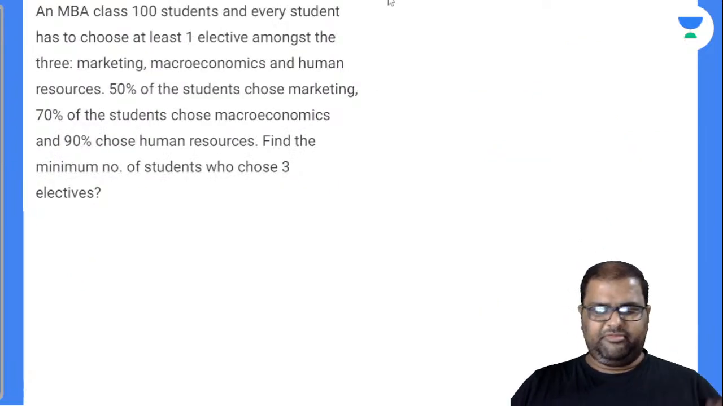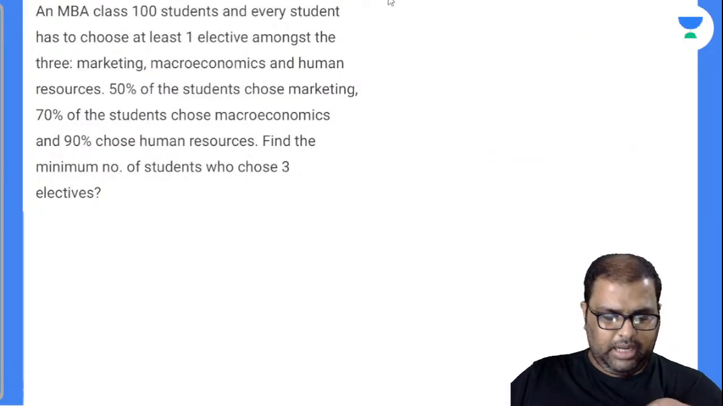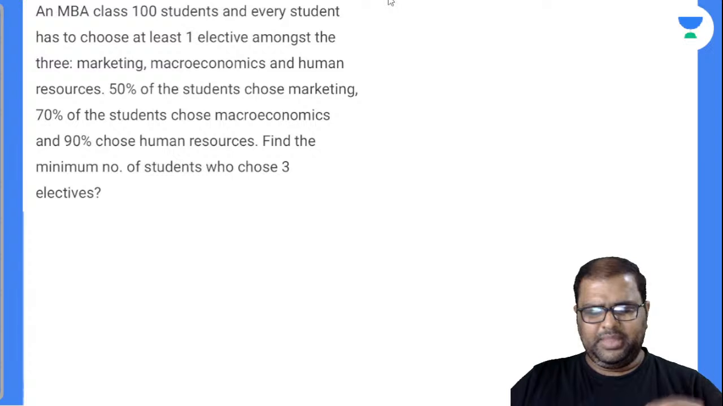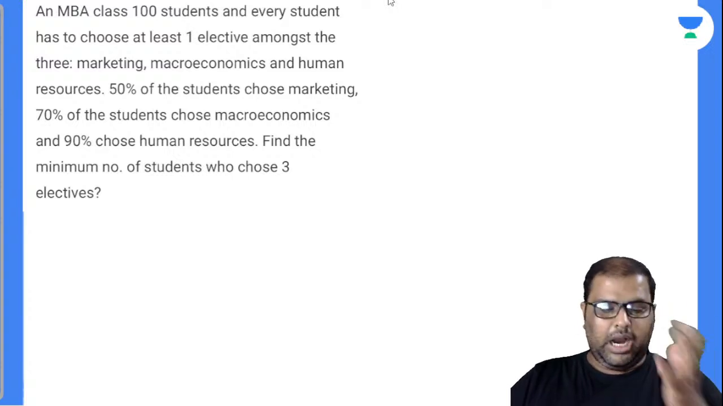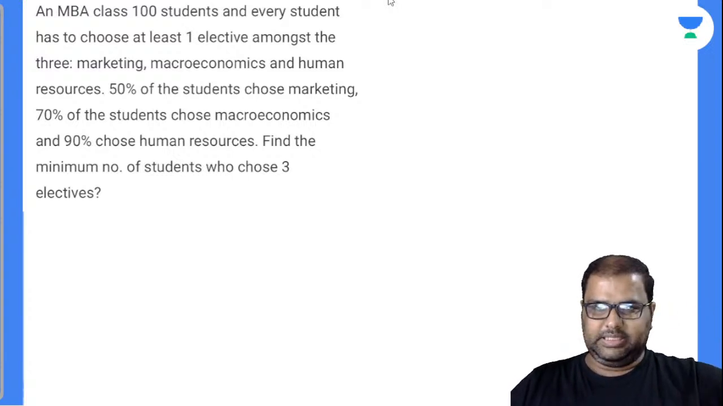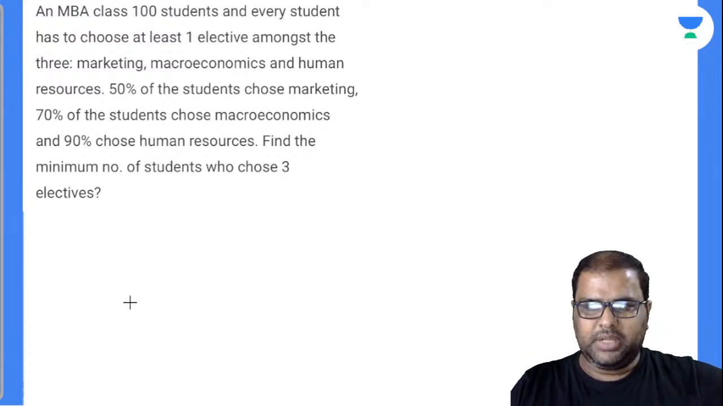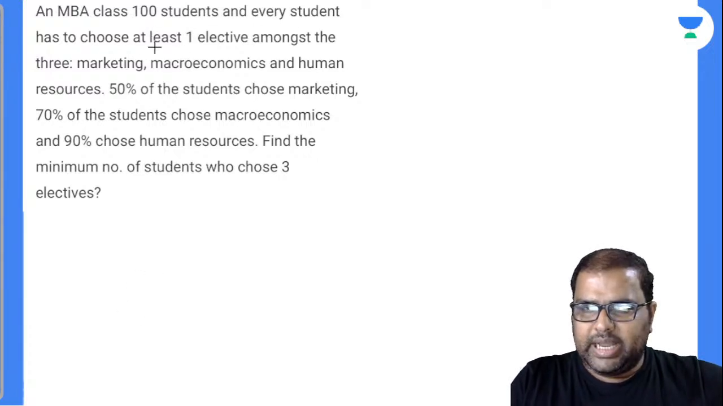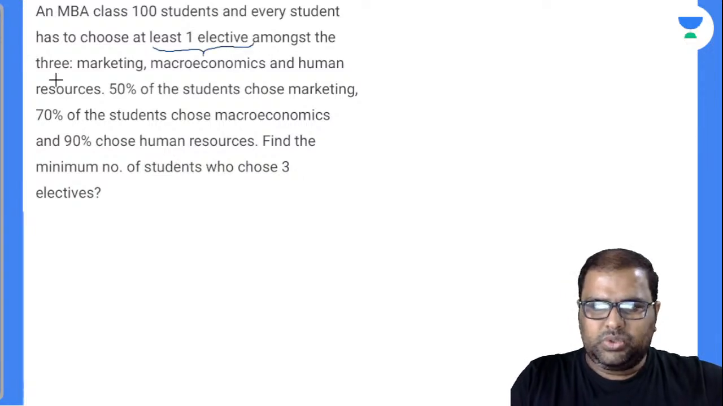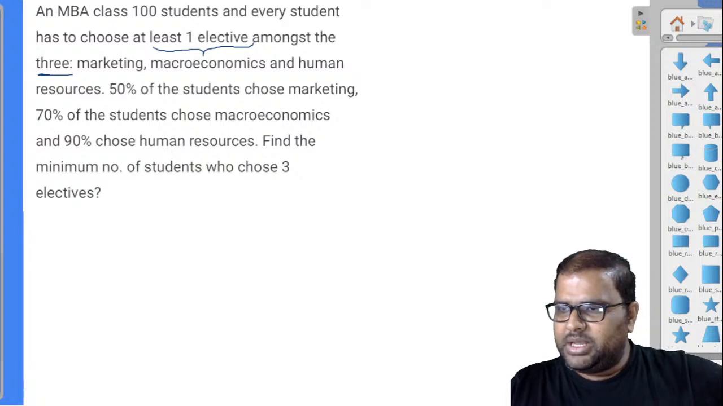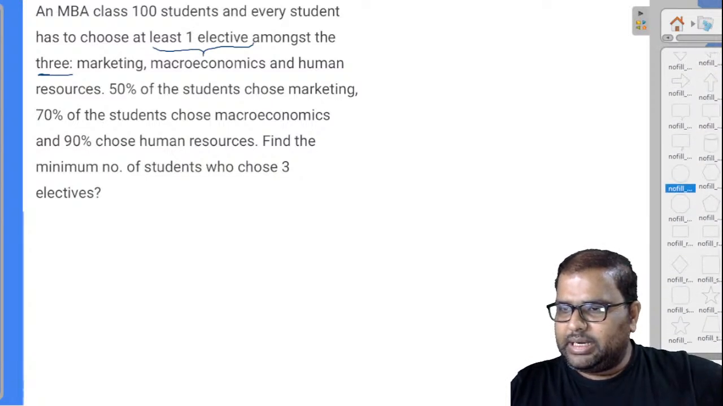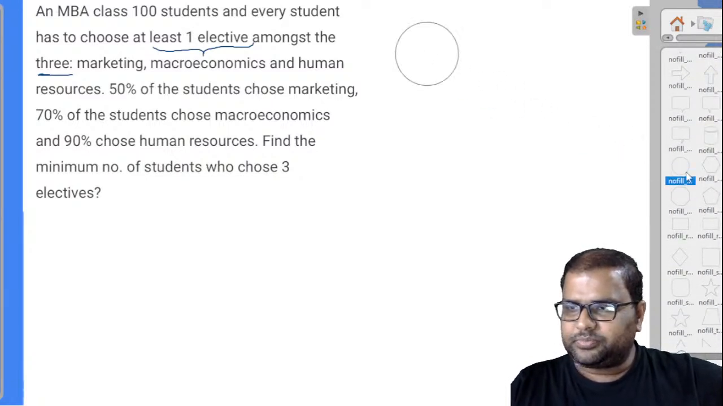So this is the question. First question I'll deal with for you, Arjun. The next question you try to solve, right? How to do maximization and minimization. An MBA class has 100 students and every student has to choose at least one elective among the three. So there are three variables here. I'll do these three variables first. I'll draw the diagram, then you can have more clarity regarding what we are doing there.